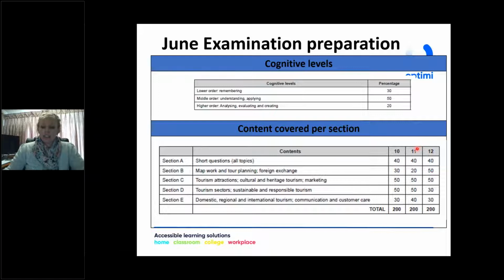And then if you can see here for grade 11, the 200 marks pertains to your November examination. So your short questions will more or less be 40 marks, your section B 20 marks, section C and section D usually 50 marks, and then section E usually 40 marks, which will then count towards the 200 marks.